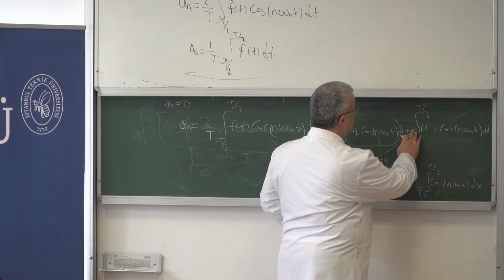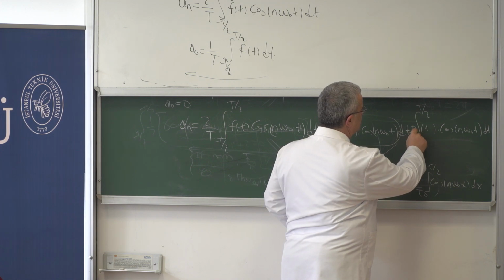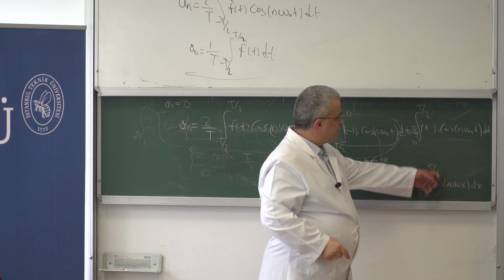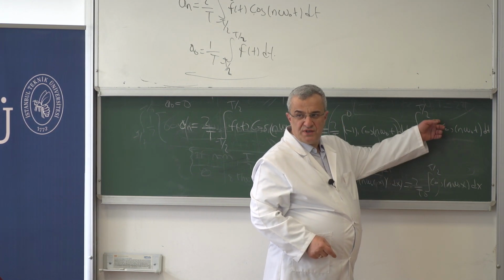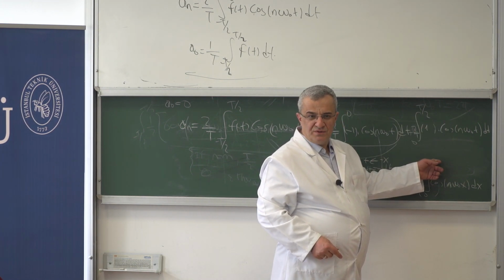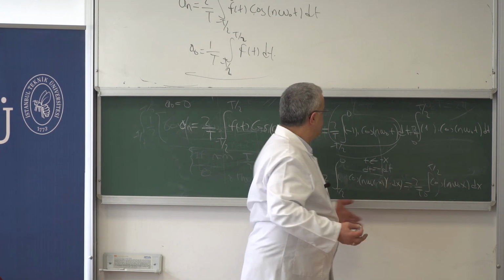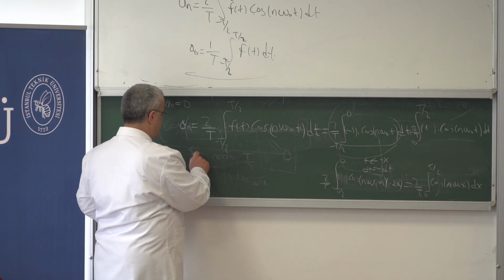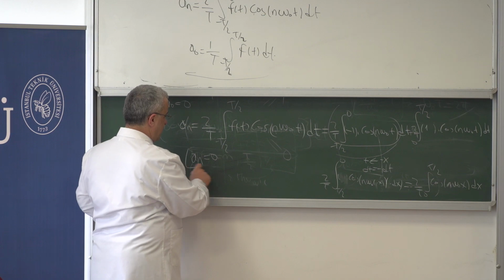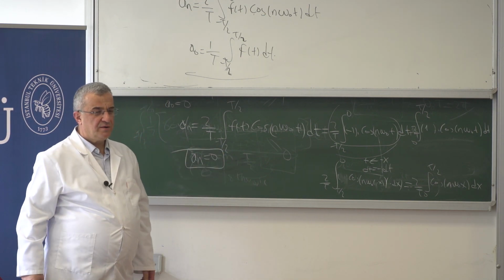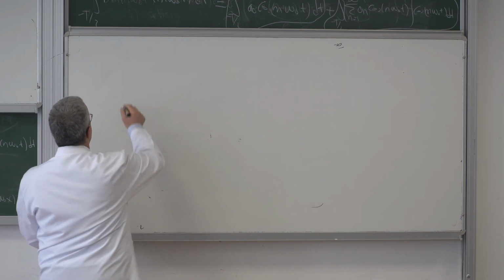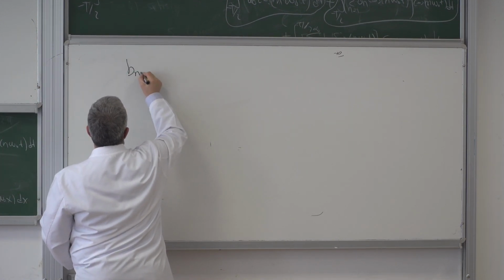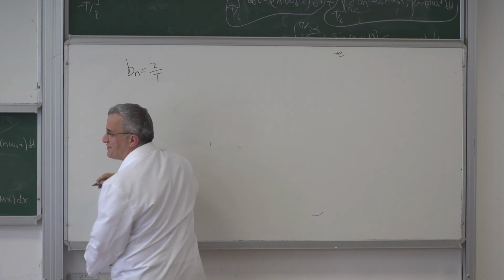So what happened? Of course, I have here plus 2 over T. So this and this cancel each other, isn't it? This is minus of that. So there is no a_n. All a_n's are 0. Okay? How about b_n? Of course, b_n cannot be 0 too, right? We have to have something non-zero. The function is not 0.